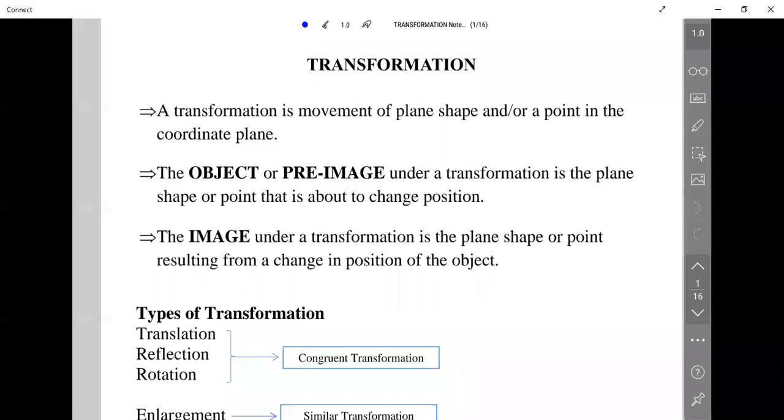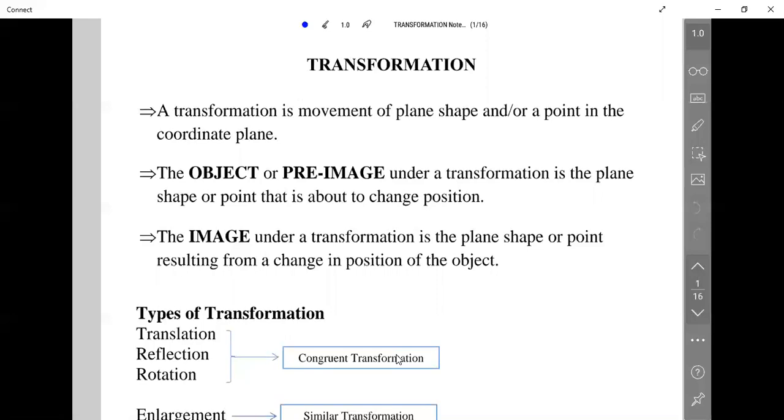All right, so the topic we're starting today is transformation. And I'd start by saying that a transformation is movement of a plane shape and/or a point on the coordinate plane. When we're talking about the coordinate plane, what we're basically talking about is your graph sheet, or it could be the Cartesian plane, or simply your graph sheet after you rule it up and put in your axes and label your axes. That's what we mean by coordinate plane.